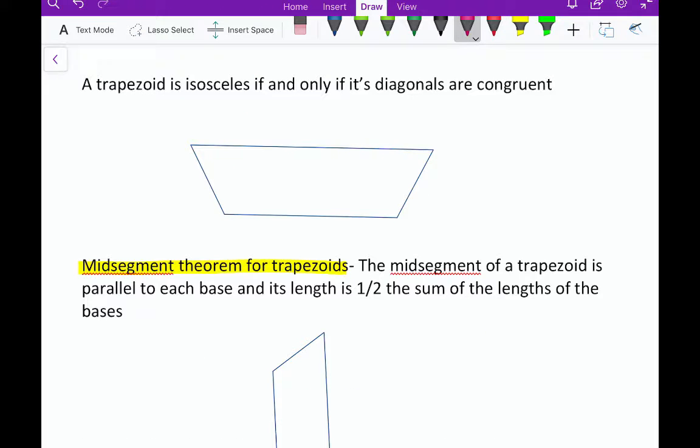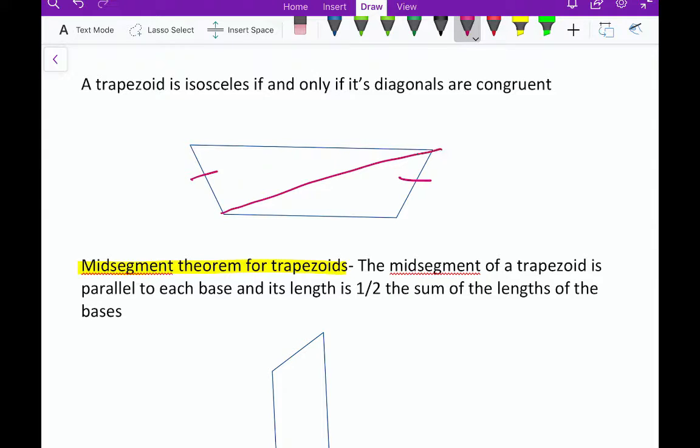A trapezoid is isosceles if and only if its diagonals are congruent. So if we have an isosceles trapezoid, then that means that that diagonal is congruent to that diagonal. So AC is congruent to BD if and only if it is isosceles. If a trapezoid is isosceles, then the diagonals are congruent. If the diagonals in a trapezoid are congruent, then it is isosceles. That's the two ways you can say that.